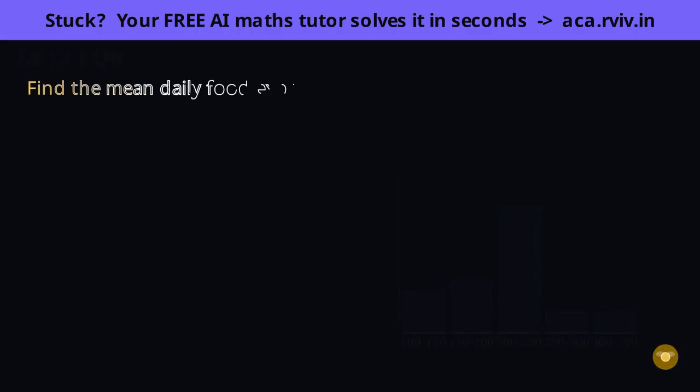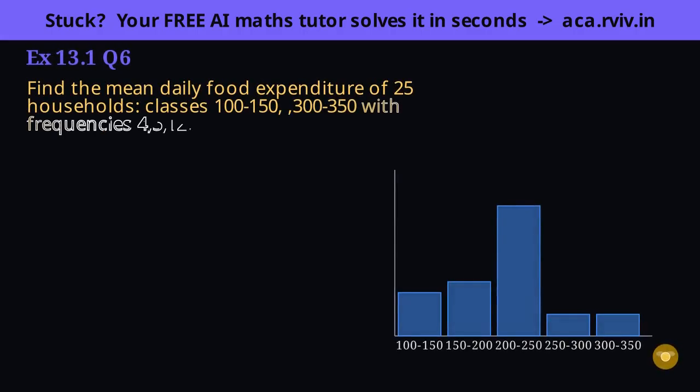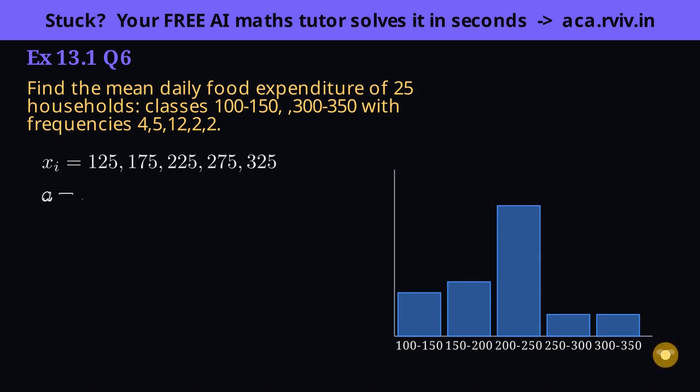Wide classes of width 50 and marks in the hundreds: step deviation shrinks them to single digits. The classes are wide, with width 50, and the marks run into the hundreds, perfect conditions for step deviation, since dividing by 50 collapses everything to small integers. First the class marks, 125, 175, up to 325. Assumed mean 225 in the middle, with h equal to 50.